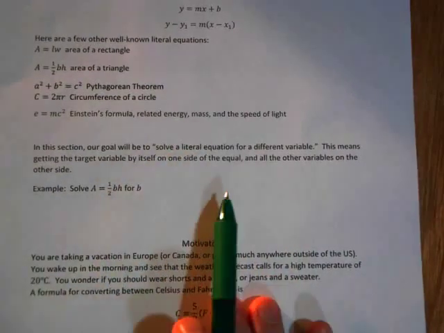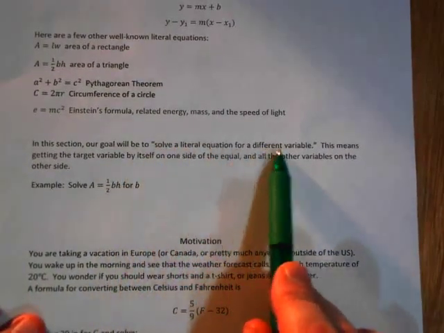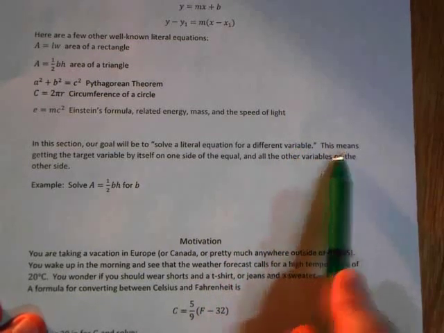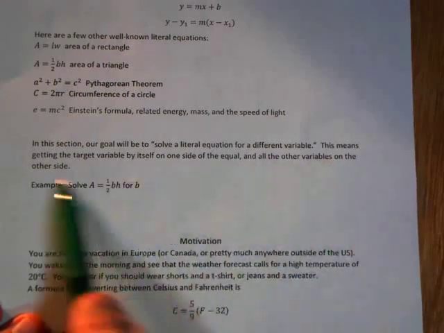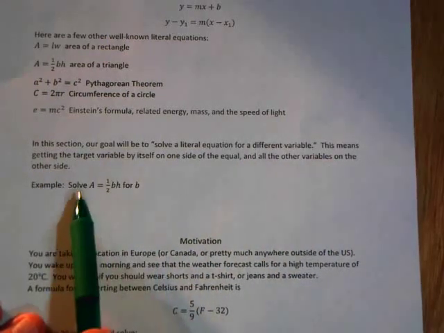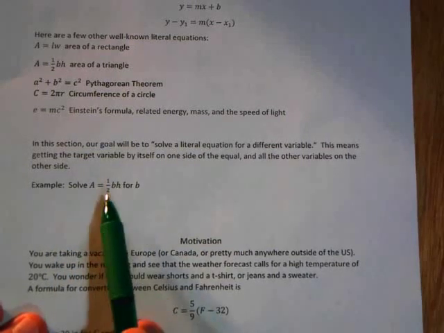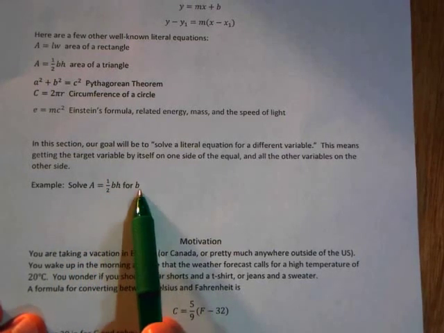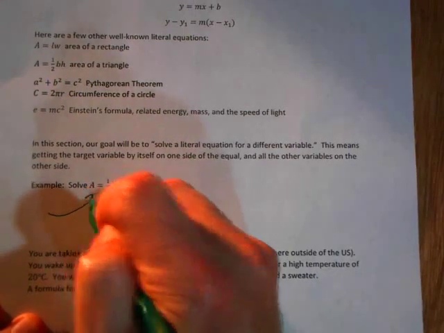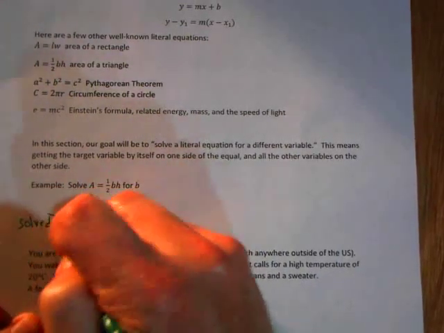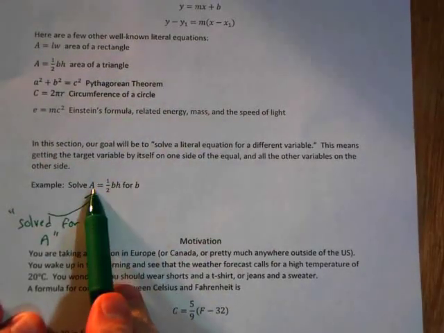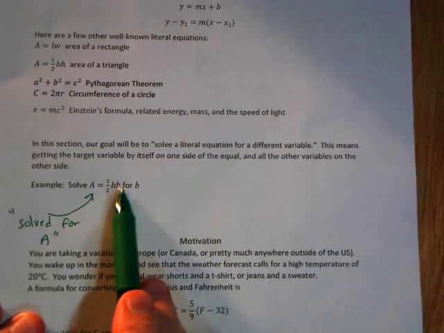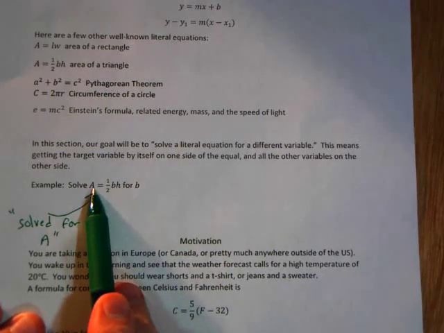Okay, in this section, our goal will be to solve a literal equation for a different variable. This means getting the target variable by itself on one side of the equal and all the variables on the other. For example, we might have this equation, solve a equals 1/2 base height for b. The way this is right now, we would say this is solved for a. Notice we have a all by itself on one side and other variables on the other side. So this is solved for a.